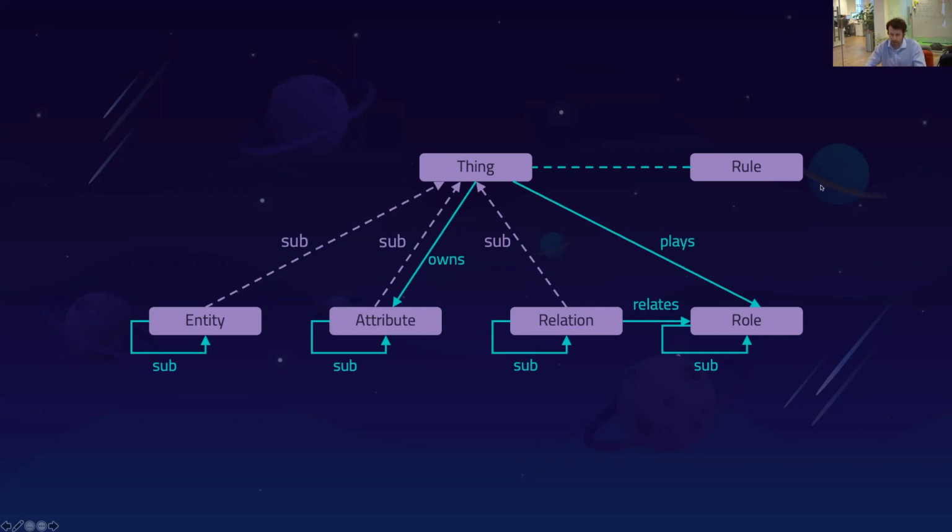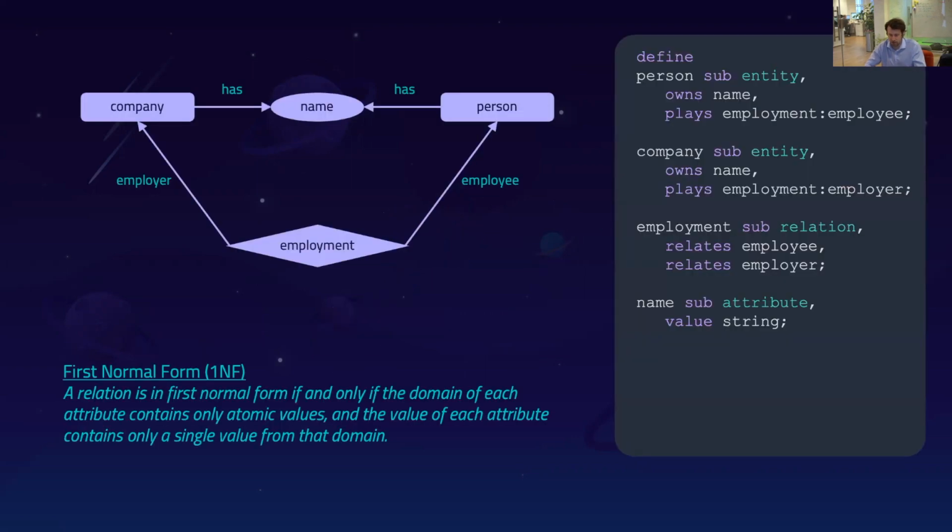But first, let's look at how a basic schema works in TypeDB. So the TypeDB schema is modeled at first normal form. And we say that a relation is in first normal form if and only if the domain of each attribute contains only atomic values, and the value of each attribute contains only a single value from that domain.